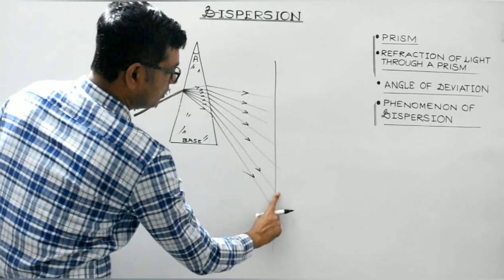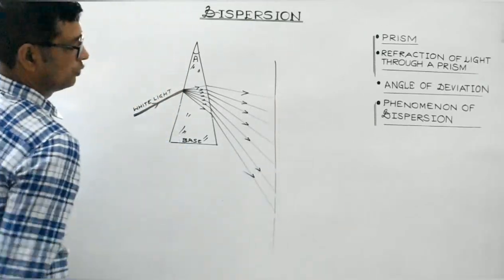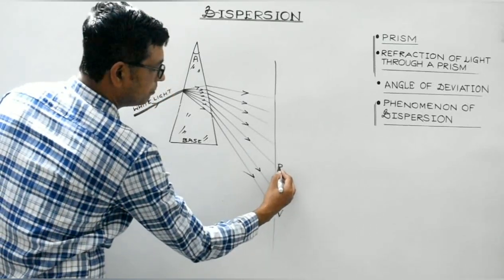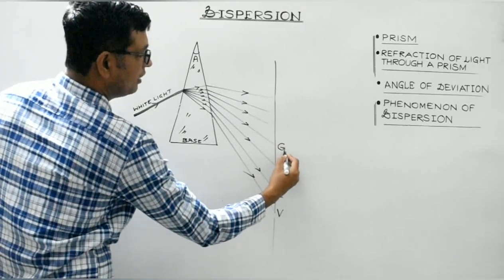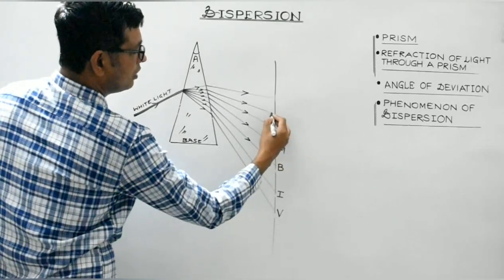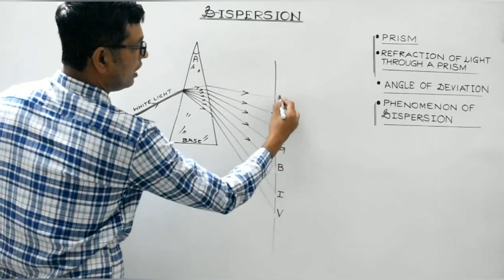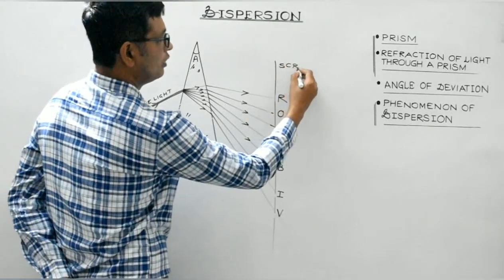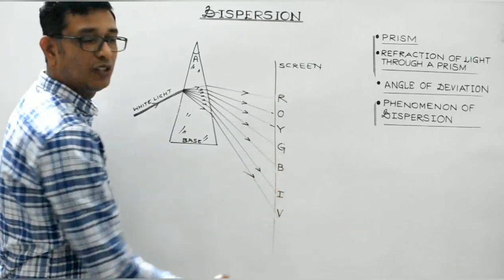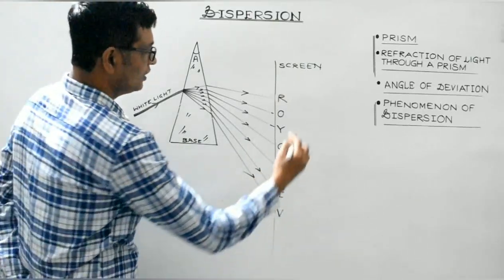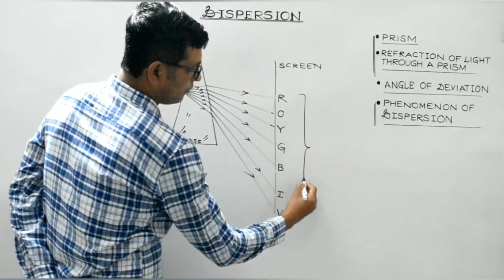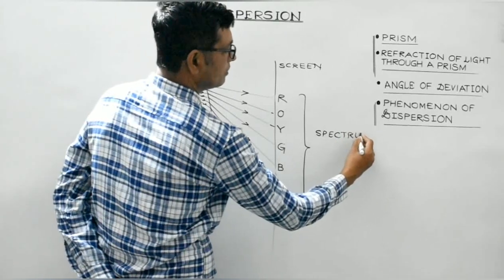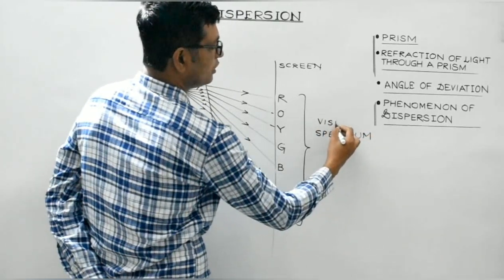If a screen is placed over here, so this will be the violet color. This will be indigo, this will be blue, this will be green, this will be yellow, this will be orange, and this one will be red. So what we get is, suppose this is green. So a band of colors will be obtained on a screen. This band of colors is known as the spectrum, or the visible spectrum.